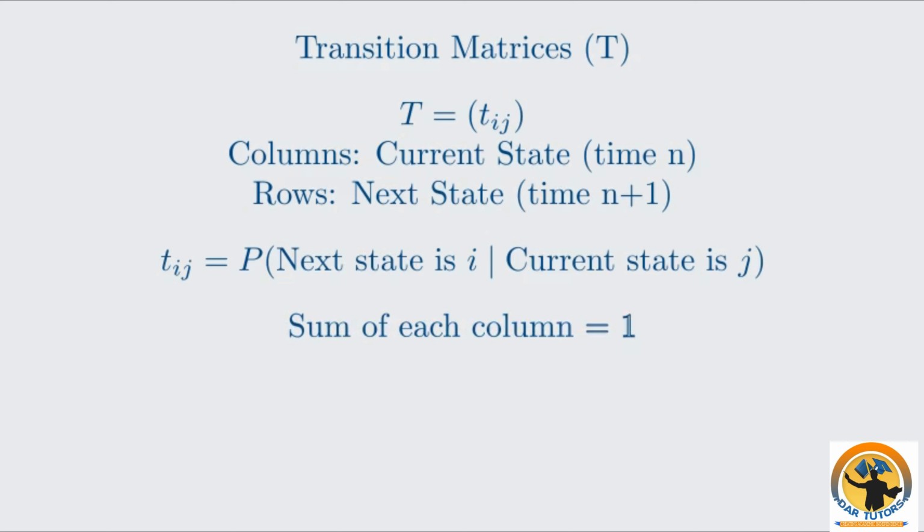This is a vital property to check. Let's apply this to our weather example. We have two states, sunny and rainy. Let's list them in order. To be consistent, we'll define one as sunny and two as rainy. This order is arbitrary but must be maintained consistently.